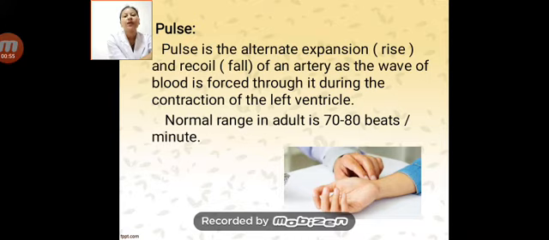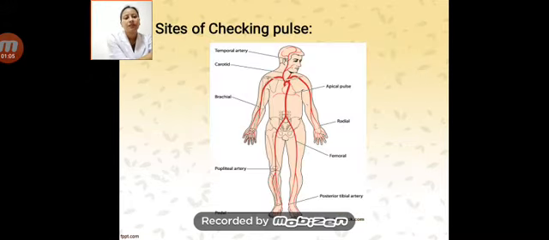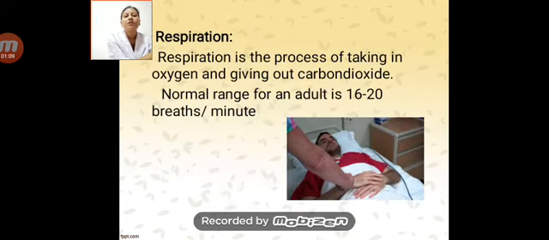So the pulse is the alternate expansion and recoil of an artery as the wave of blood is forced into it during contraction of the left ventricle. The normal pulse range is 70 to 80 beats per minute. These are the various sites of checking the pulse. The respiration is the process of taking in oxygen and giving out carbon dioxide, and the normal respiration rate is 16 to 20 breaths per minute.